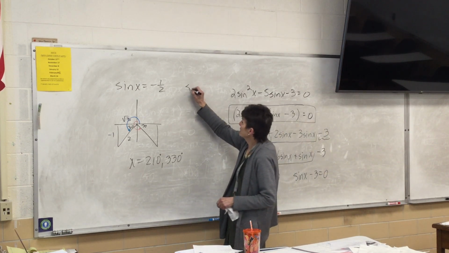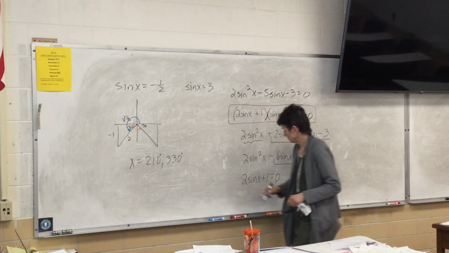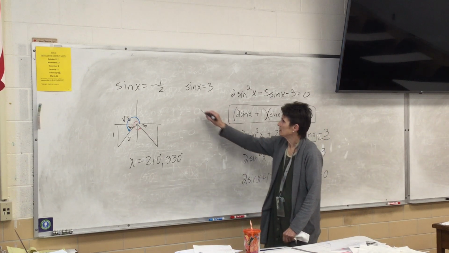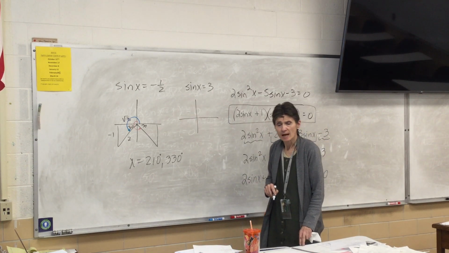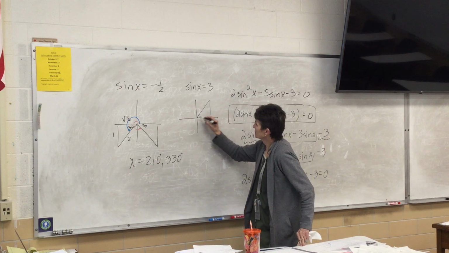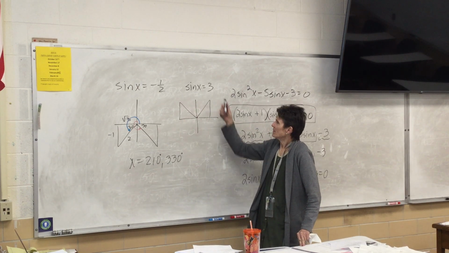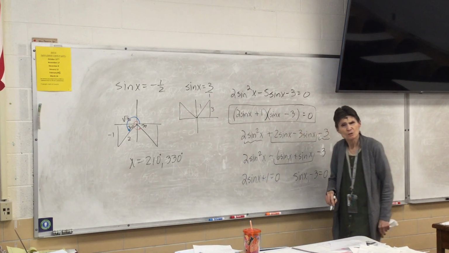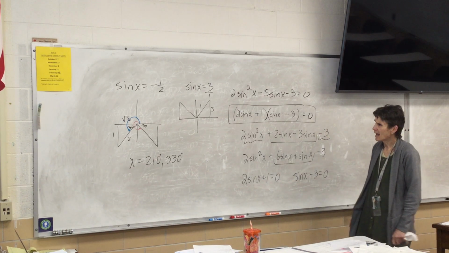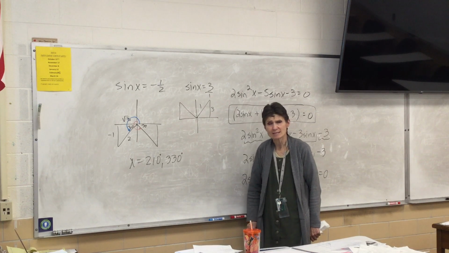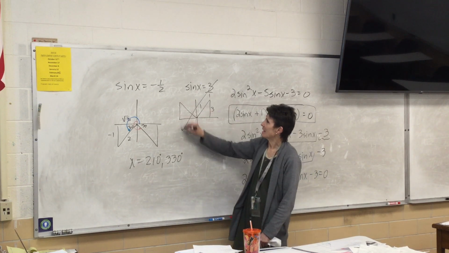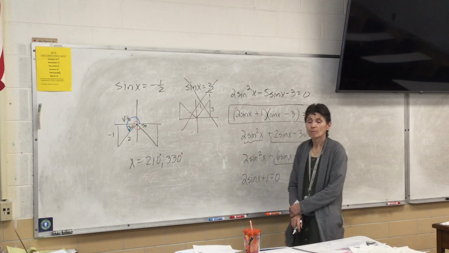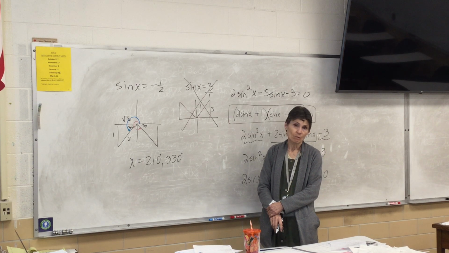The second one says sine x equals 3. Now wait a minute. Sine is y, positive up here. But that says opposite is 3 and hypotenuse is 1. You guys, is that possible? Can I have the hypotenuse being shorter than this side over here? No. That's extraneous. Sine and cosine never are more than 1 or less than -1.